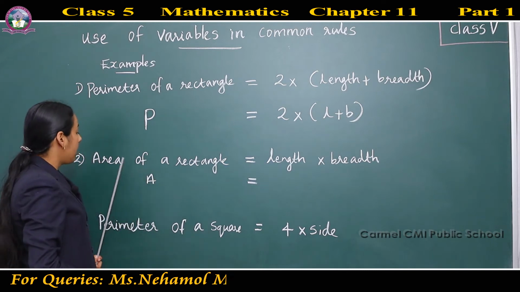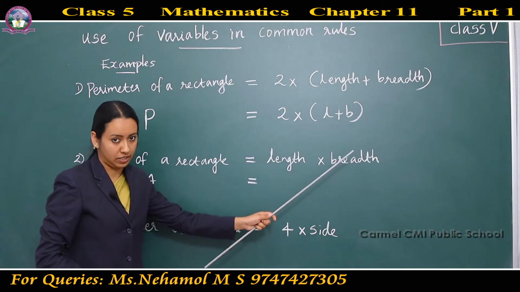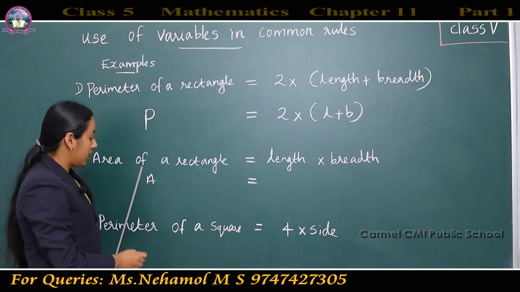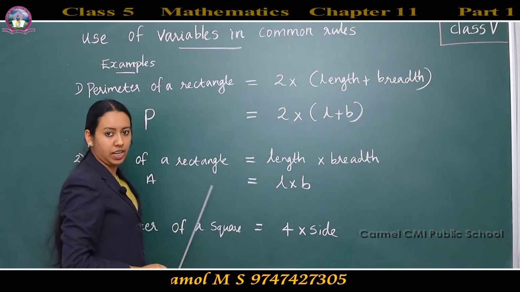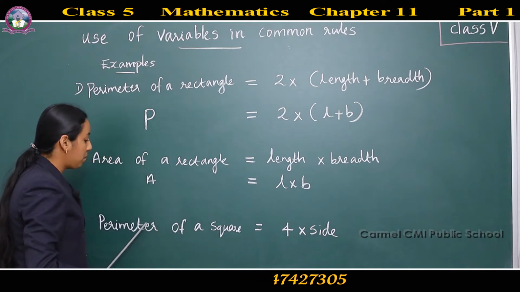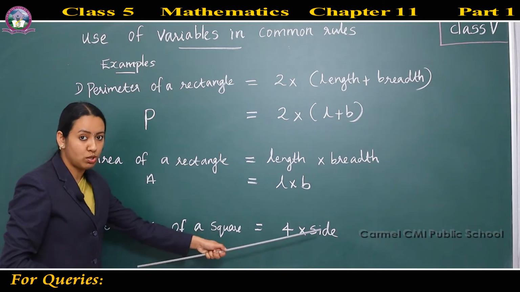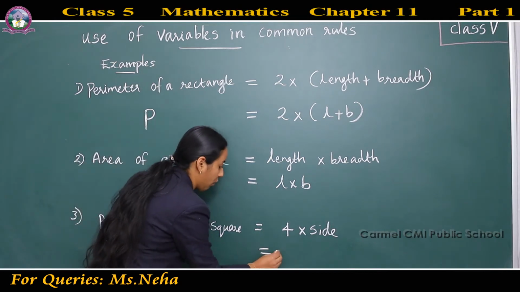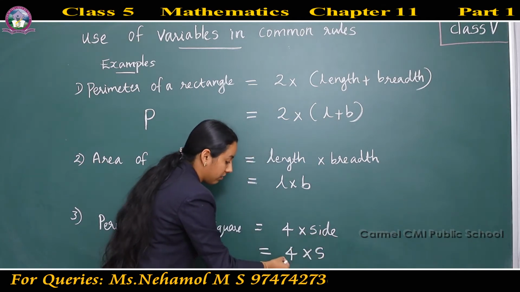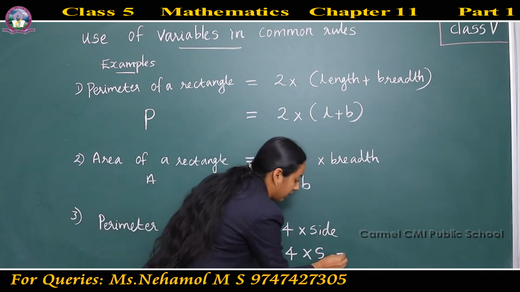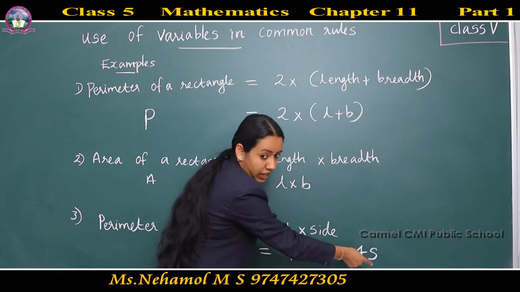Then, next example, area of a rectangle. Area of a rectangle is equal to length into breadth. Using variables, we can represent it as A equal to L into B. Then, next one, perimeter of a square. Perimeter of a square is equal to 4 into side. If S represents side, we can write 4 into S, and this is the same as 4S. 4 into S means 4S.